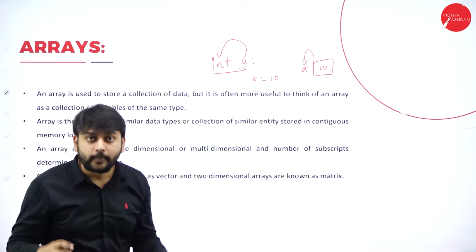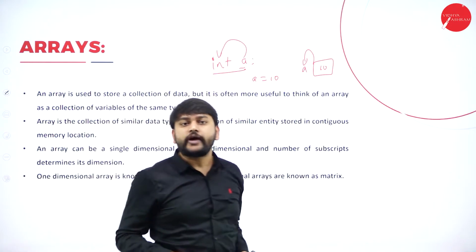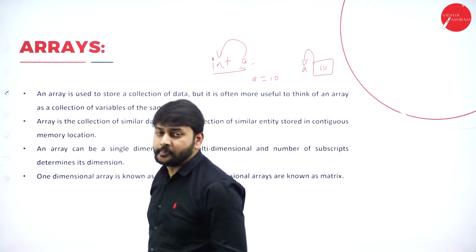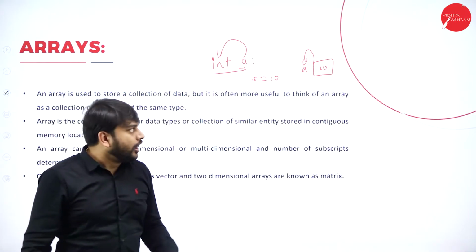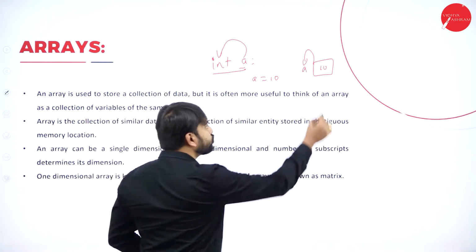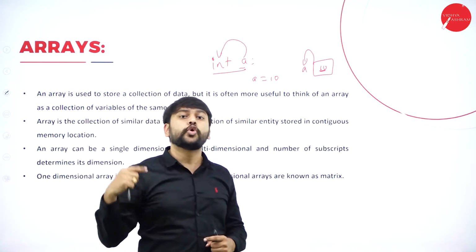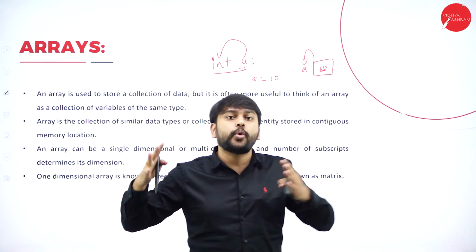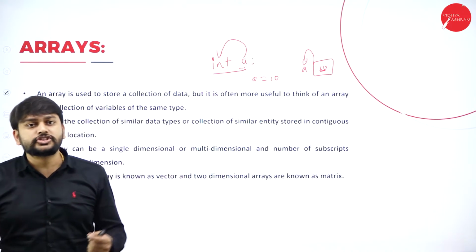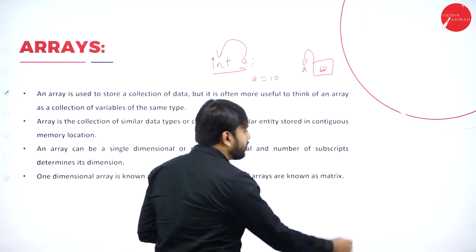Now, my problem is I need to store more than one value of the same type, but the variable name should be only one. I repeat my question. I should have only one variable name, but I should be able to store more than one value. Here I have only one value, but I should be able to store more than one value. So how do I solve this problem now? To solve this problem, I have the concept called arrays.